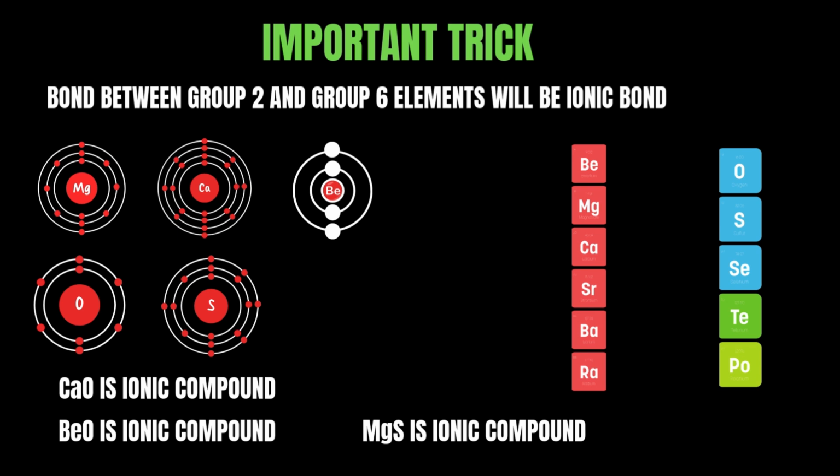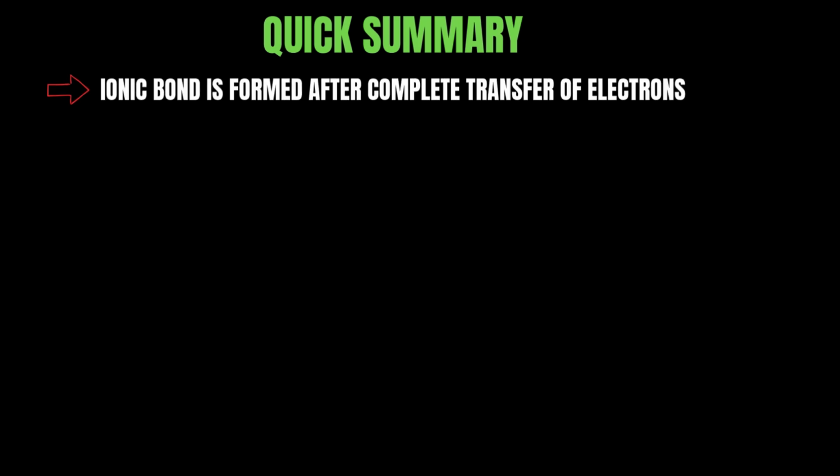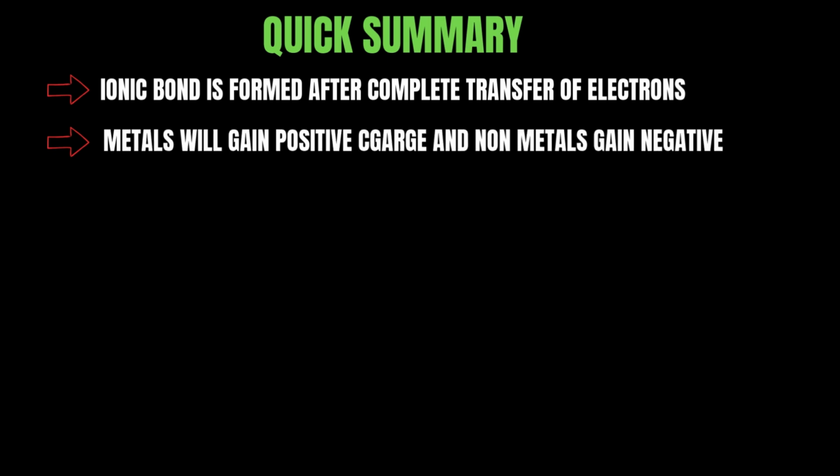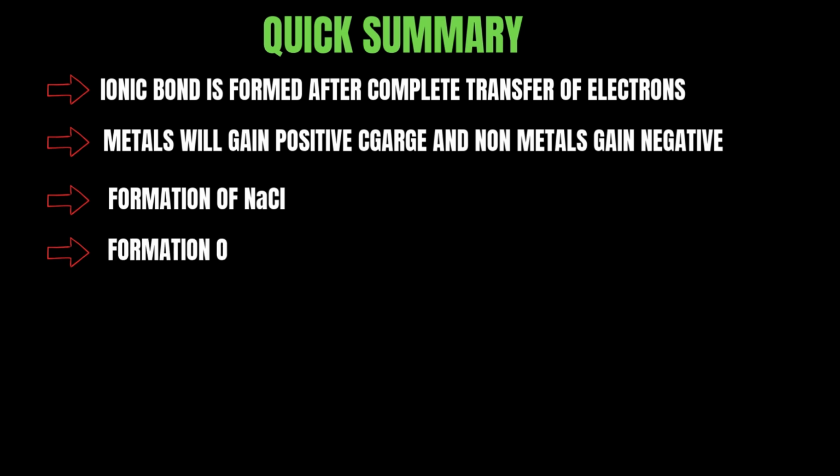Now let's have a quick summary of our lecture. Keep in mind, ionic bond is formed when there is complete transfer of electrons from one atom to another atom. The atom that loses electrons becomes positively charged. The atom that gains electrons becomes negatively charged. These opposite charges attract each other and form ionic bond. We studied 2 examples. First example was sodium chloride. Sodium lost 1 electron and chlorine gained 1 electron. Ionic bond formed between them. Second example was magnesium oxide. Magnesium lost 2 electrons and oxygen gained 2 electrons. Ionic bond formed between them.